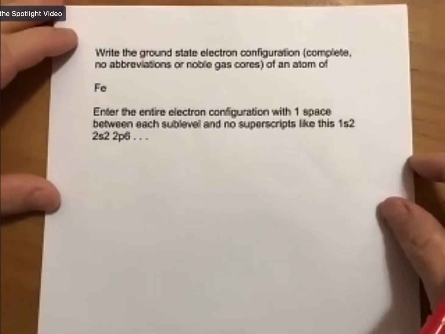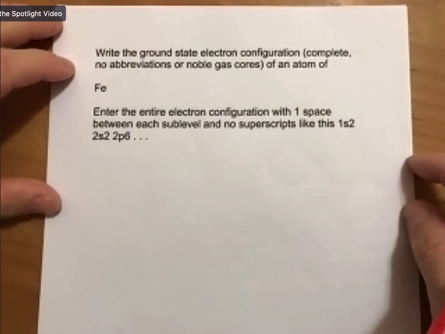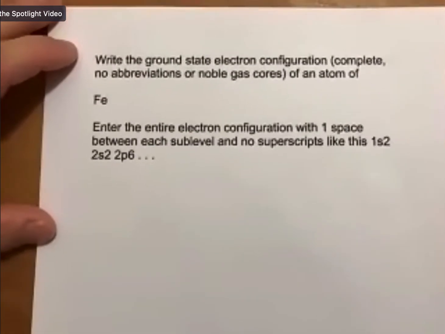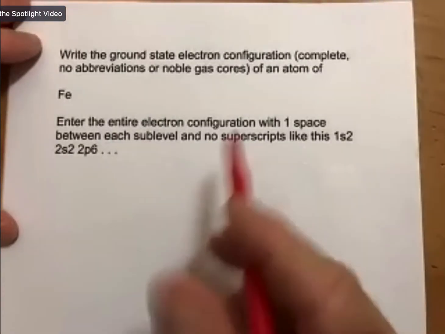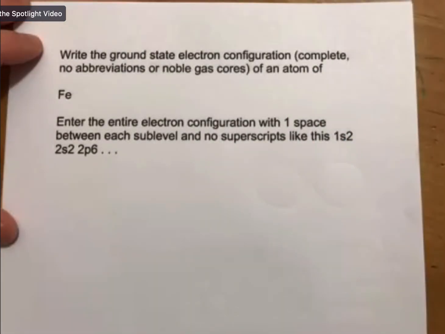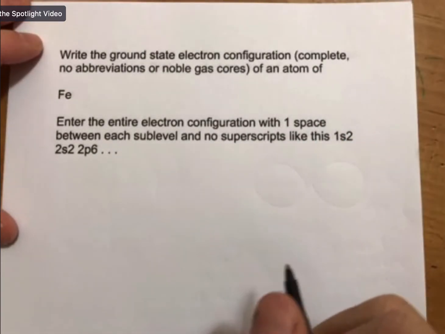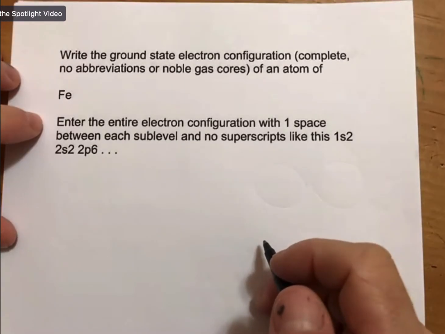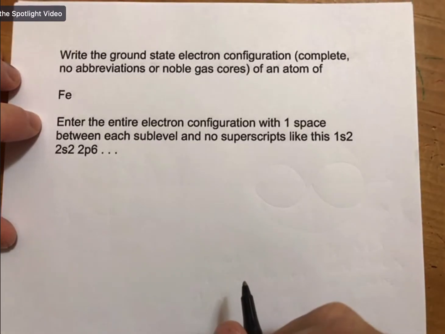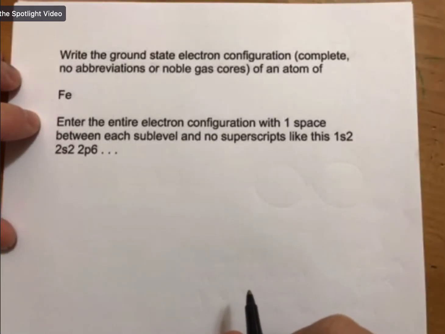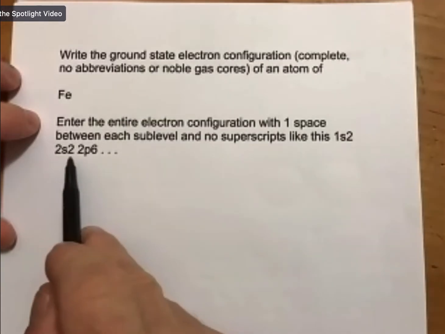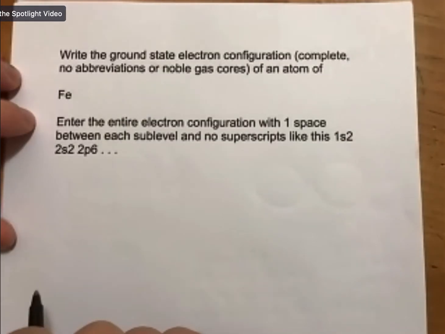This particular question says write the ground state electron configuration. And here it says, and I will always try and be clear about this, complete, no abbreviations or noble gas cores of an atom of iron, Fe. Enter the entire electron configuration with one space between each sublevel and no superscripts like this, 1s2, 2s2, 2p6, etc., etc.